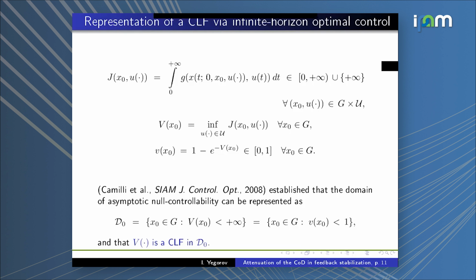This value function is a control Lyapunov function in the whole D0. D0 is the domain of asymptotic null-controllability, which is the set of all states from which our system can be asymptotically steered to the origin. But from the practical point of view, how can we deal with this plus infinity? It should be bounded somehow.